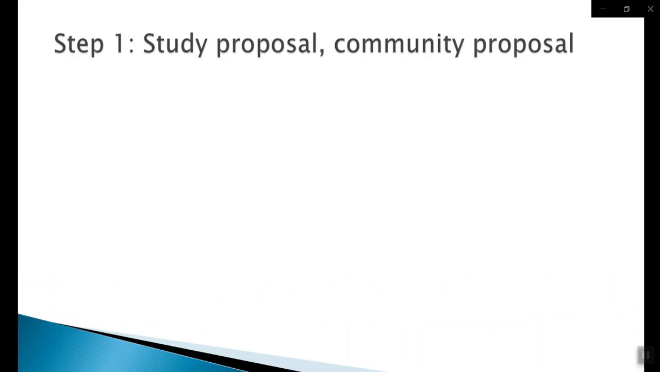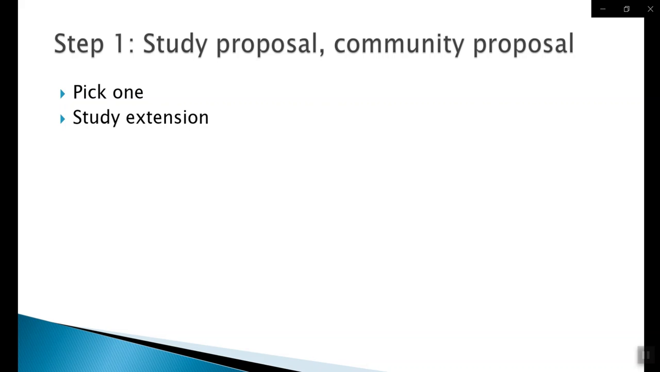So when you're looking through the instructions, you'll notice that you have two possibilities. You can pick to do a follow-up study, or you can choose to create a community proposal. So you have to pick one. Your choices are to do the follow-up study or the community proposal. Let's talk about the follow-up study just a little bit more first.